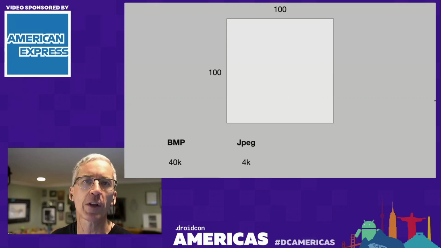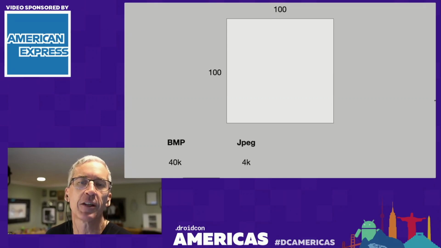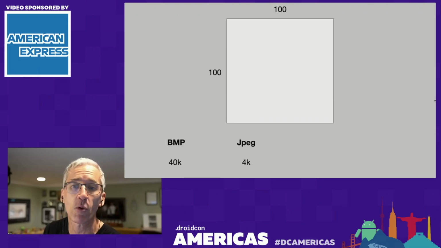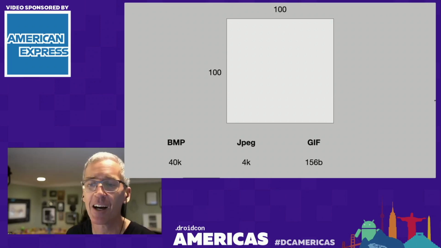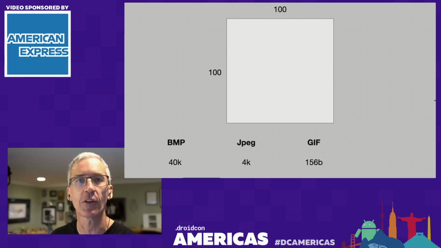If instead we store that as a JPEG, JPEG has different levels of lossiness, but at least in the example I used here, it turns out to be 4K. So there's a 10x saving just by using the JPEG format to store this simple white image that we have. If we go to GIF, bigger savings indeed, 156 bytes for this thing. So it's doing something very interesting.